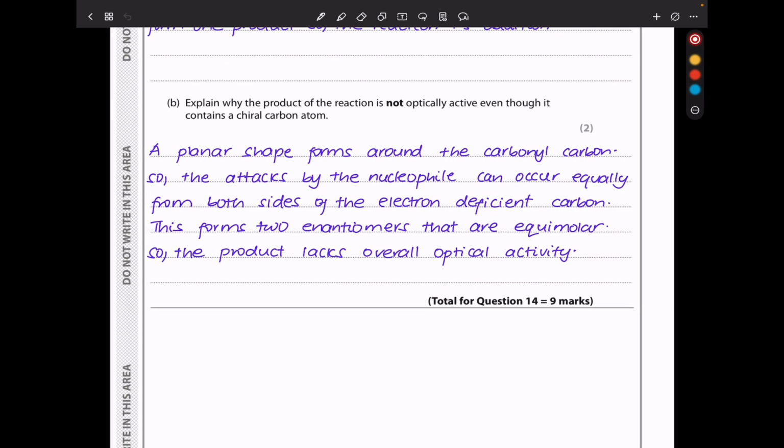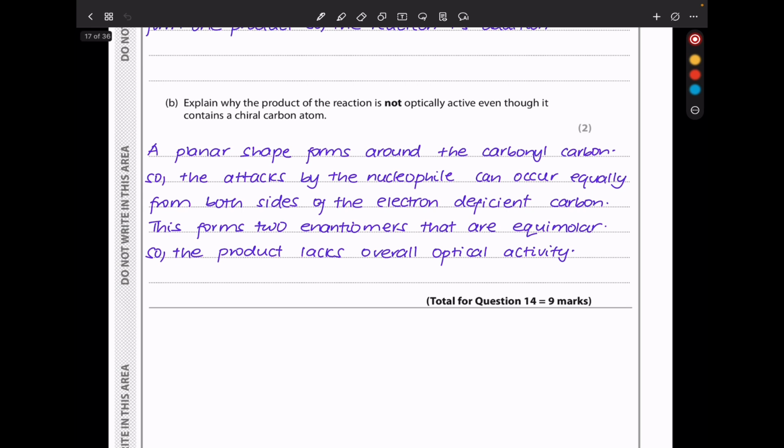So I said a planar shape forms around the carbonyl carbon, so the attacks by the nucleophile can occur equally from both sides of the electron deficient carbon. This forms 2 enantiomers that are equimolar, so the product lacks overall optical activity. So this brings us to the end of question 14. Let's continue to question 15.